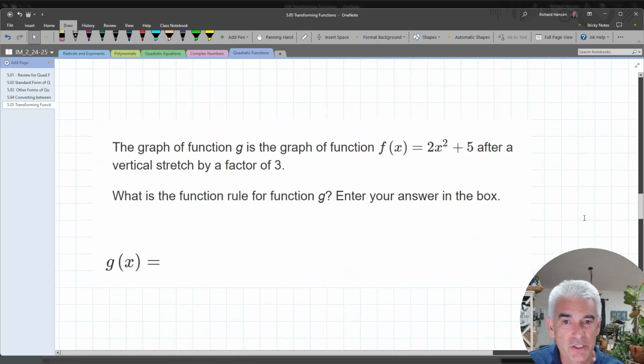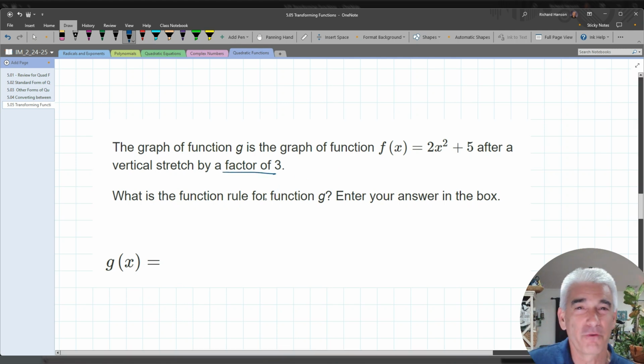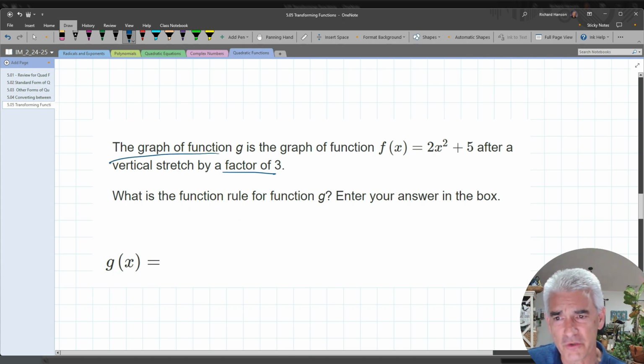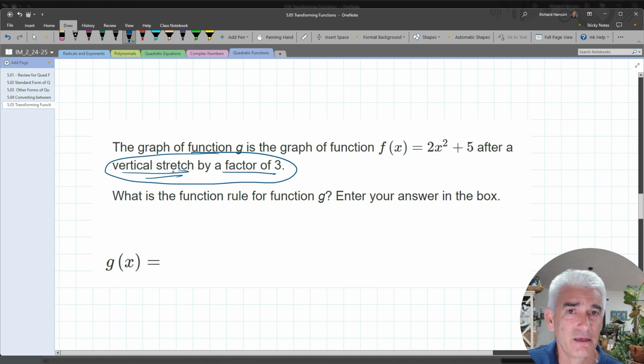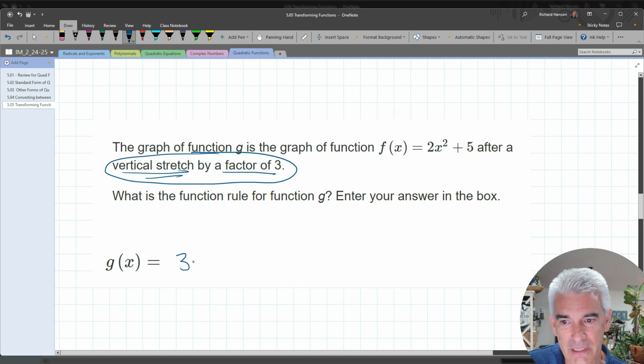The graph of this function, after a vertical stretch by a factor of 3. Okay, so for me, the thing that was tricky is I was thinking, we're doing a vertical stretch by a factor of 3. Vertical stretch means multiply. If it said vertical shift, then it would be adding. But this is multiplying by a factor of 3. So here's what I put originally: 3 times f of x. Boom. There, you're done.